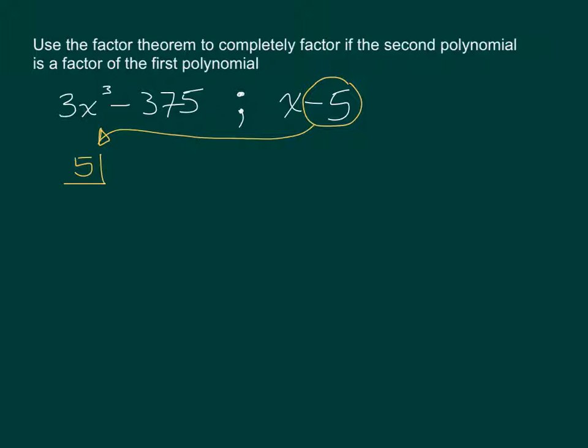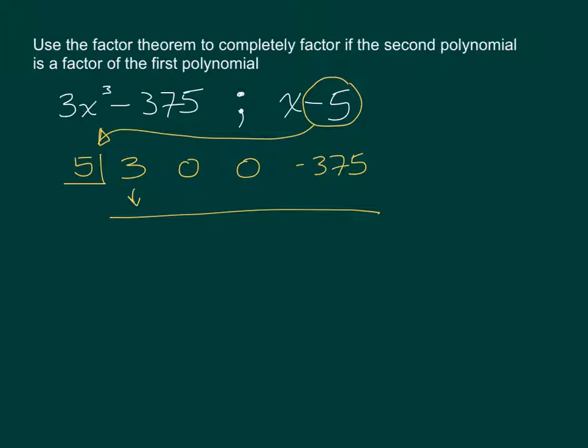Then we need to fill in all of this other information using our 3x cubed minus 375. Well, we start with a 3x cubed, and we don't have any x squareds being represented in our first polynomial. So we have 0 x squared. We don't have any x's being represented in our first polynomial, so we need to put in another 0. And then we have a negative 375 for our constant. So now we have our setup for synthetic division.